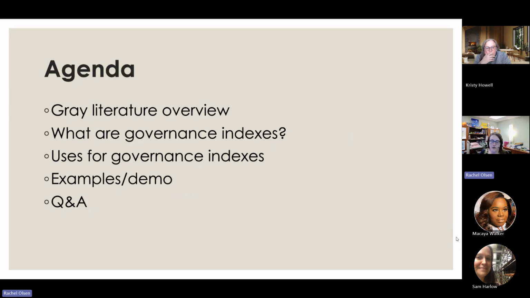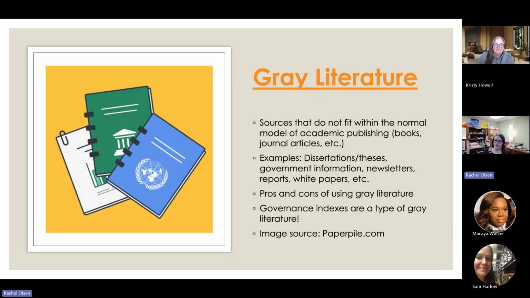This is a quick agenda, which I will mostly stick to. I wanted to start with a very quick discussion of gray literature because governance indices are a type of gray literature. If this is new to anybody, we're basically talking about sources that don't fit within normal academic publishing models. When we're talking about scholarly articles or books, those categories are not black and white, but they are a little bit more straightforward. Whereas gray literature is a term that we use as a catch-all for other stuff.